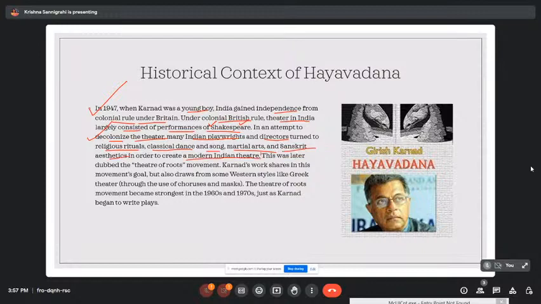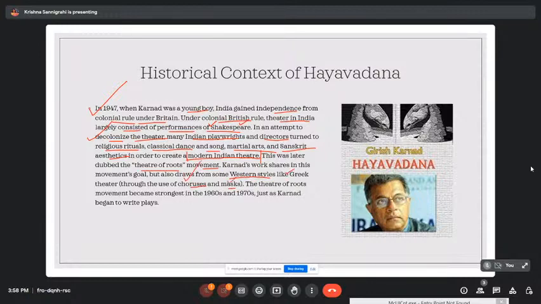His contribution to giving shape to the idea of modern Indian theatre is remarkable, and this particular text is definitely a contribution to this. This was later dubbed the Theatre of Roots movement. Karnad's work shares in this movement's goal, but also draws from some Western styles like Greek theatre through the use of choruses and masks. You must be aware of the term chorus, wherein a group of people gives you an idea of what is going on in the play, and the use of masks in the play.